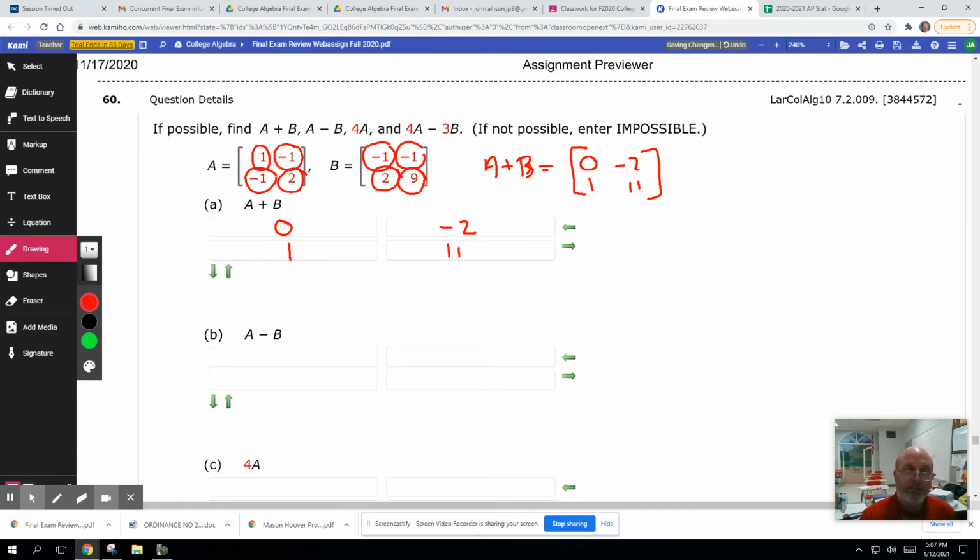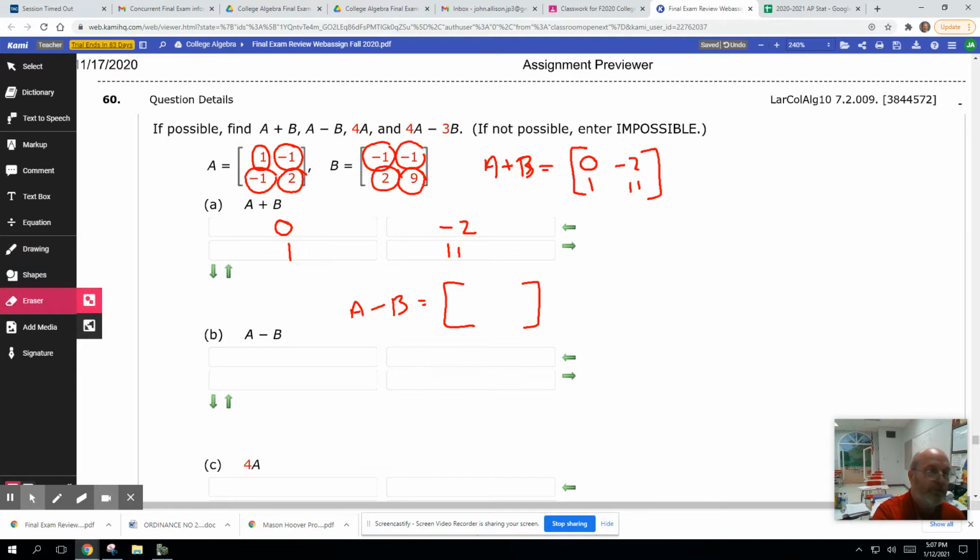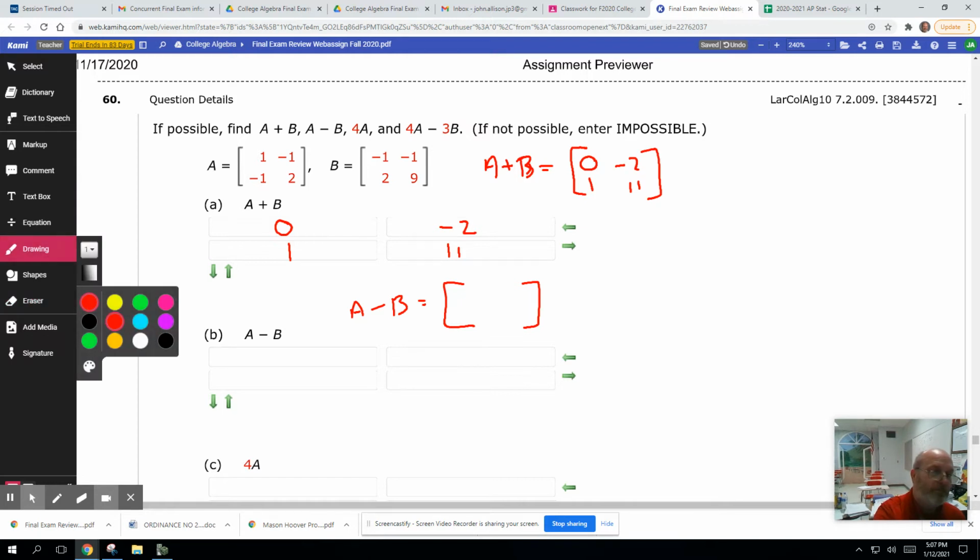When we do A minus B, again, they have to be the same dimensions, 2 by 2 and 2 by 2. We can do that. We satisfy that condition, so we can do the matrix A minus B. To get A minus B, we get a 2 by 2 matrix again. Let's go ahead and erase all that, and we'll do it one at a time. So we're going to subtract corresponding entries this time.